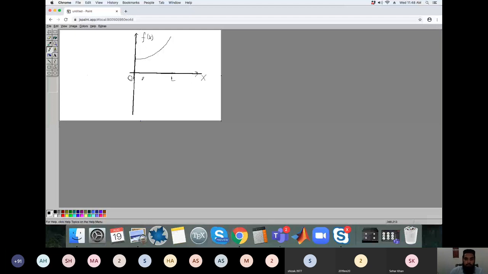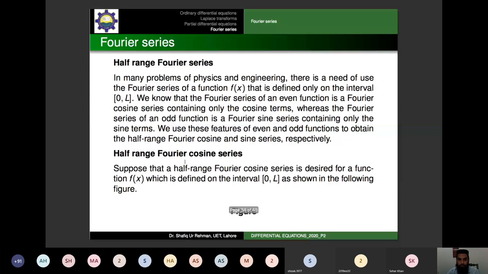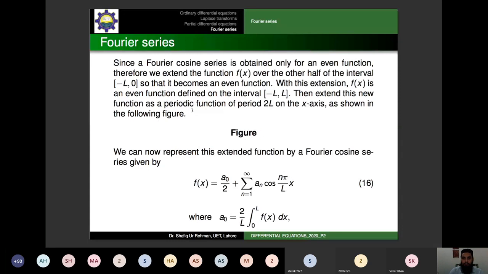Since a Fourier cosine series is obtained only for an even function, why do we call it an even function? Because we have to talk about the Fourier cosine series, and cosine terms are only involved when the function is an even function. In other words, if you have to find the Fourier cosine series, it means that the function has to be even. You have to make it an even function. We know about the geometrical as well as mathematical aspects of an even function.